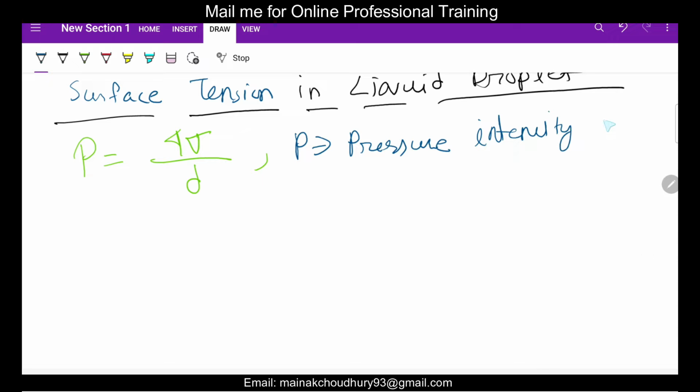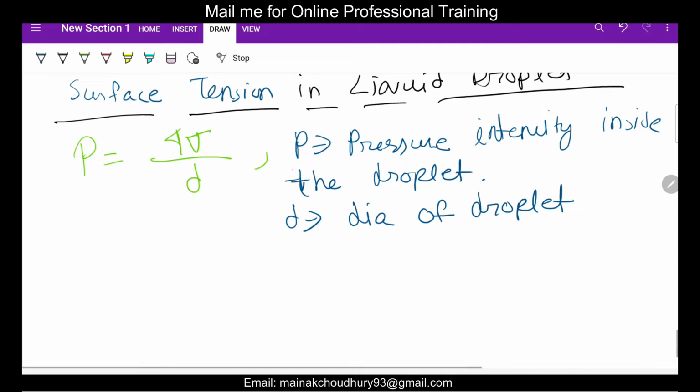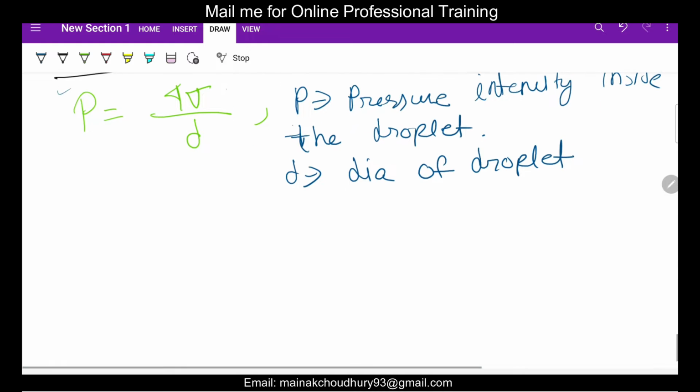So P is the pressure intensity inside the droplet and D is the diameter of the droplet. For any liquid droplet, the relation between the pressure intensity and the diameter is P equals 4 sigma by D, where sigma is the surface tension. A question may come to find the surface tension, or to find the pressure intensity as well.